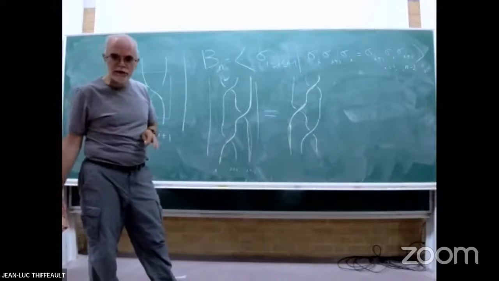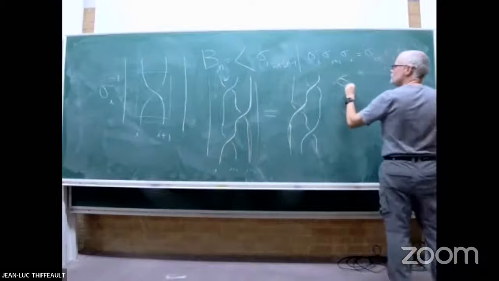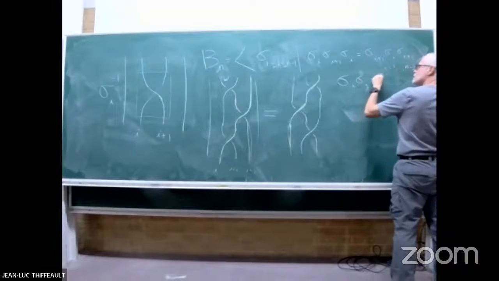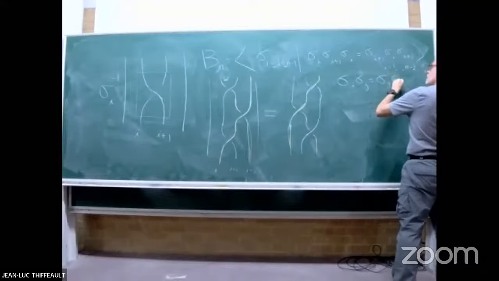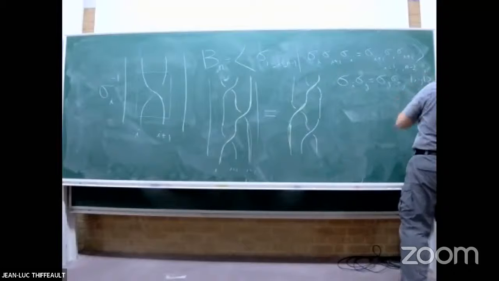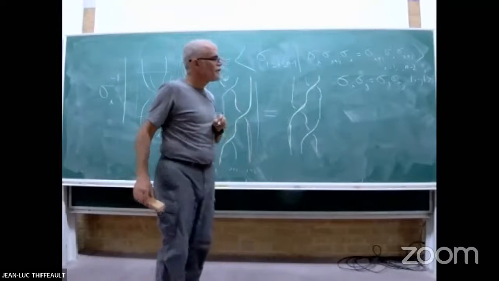There is another type of relation, and that's the commutation relation, which says that sigma I, sigma j is equal to sigma j, sigma I, as long as I minus j is bigger than 1. Absolute value of I minus j is bigger than 1.